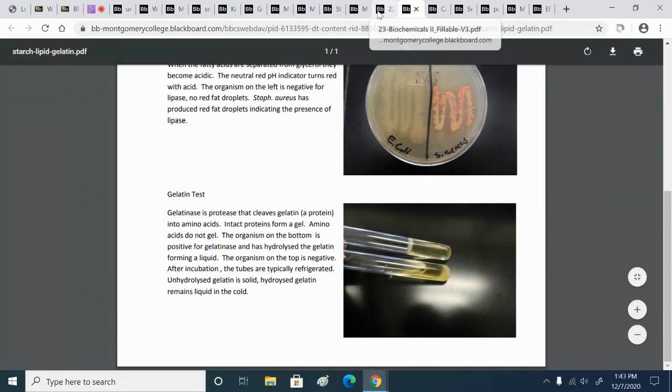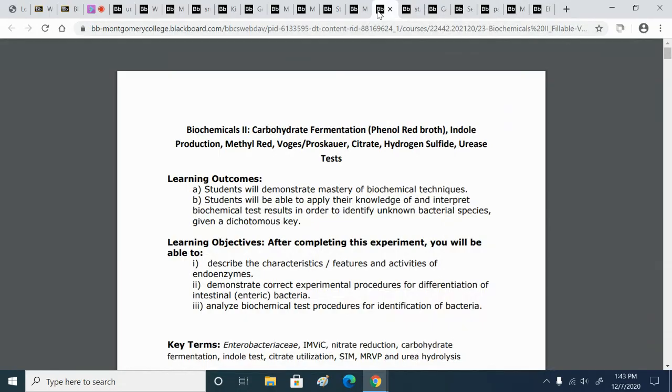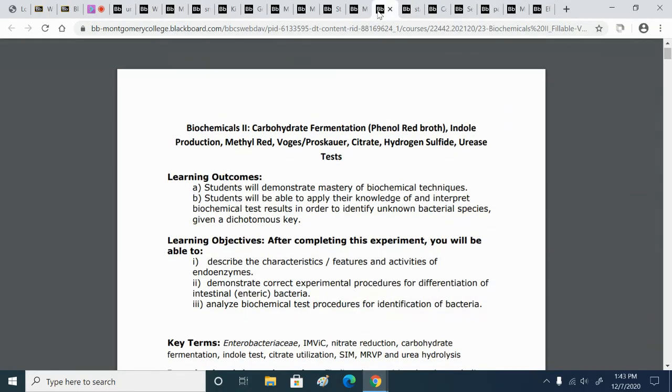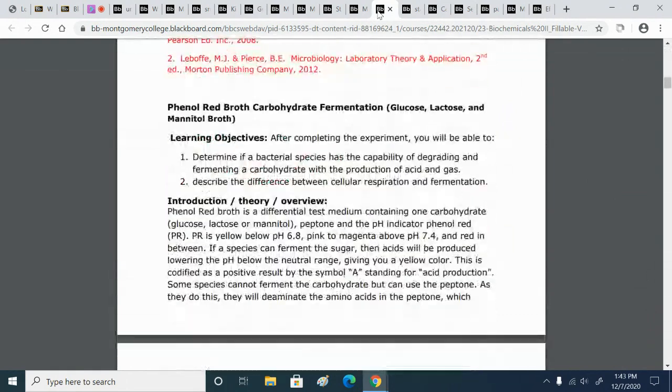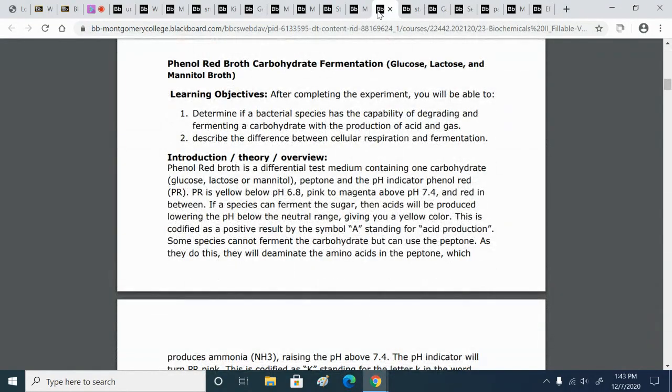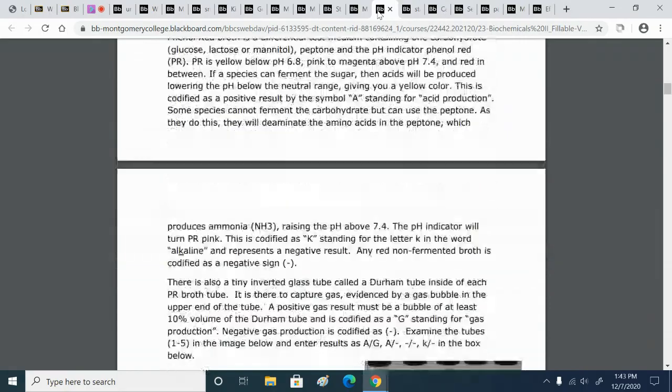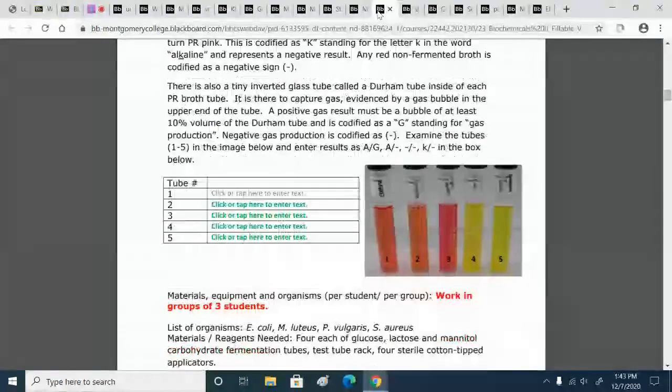Okay, next we had a lot of biochemical tests. A lot more, right? So the first one, the carbohydrate fermentation. So we know that bacteria can ferment a wide variety of carbohydrates, right? They may have a variety of operons that allow them to use those different carbohydrates for energy. And so we can use a nutrient broth medium which contains only one type of carbohydrate, whichever one we're testing.